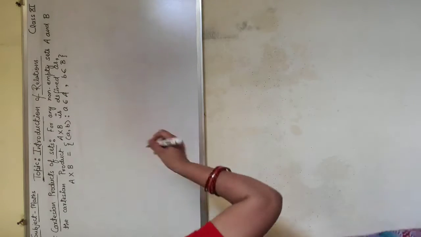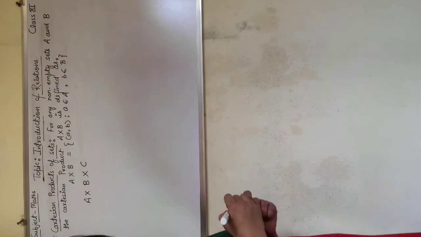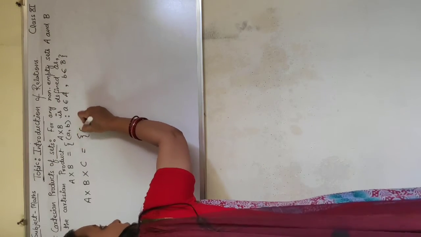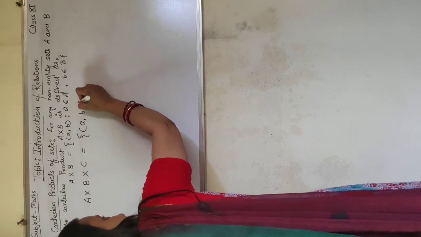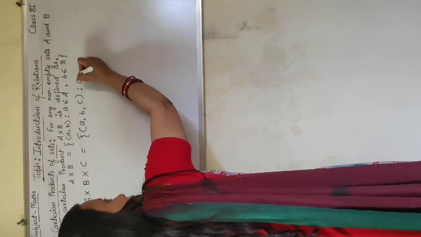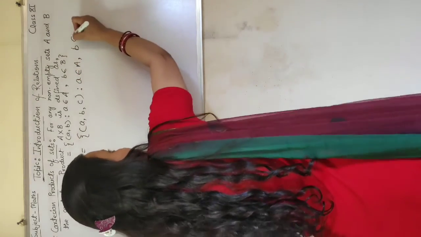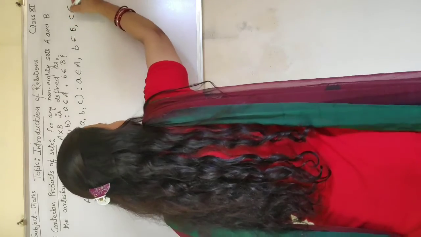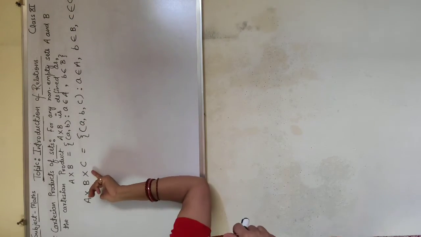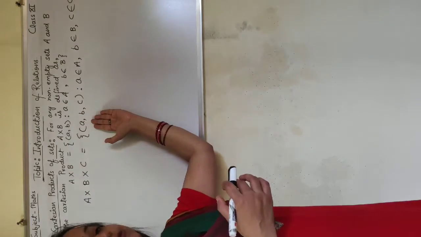But for example, if you are multiplying three given sets, suppose there are three sets A, B and C, then how will you write? It is defined as an ordered triplet. We write (a, b, c) such that a belongs to set A, b belongs to set B and c belongs to set C. That means if there are three sets to be multiplied, we have to write the ordered triplet, a group of three numbers.